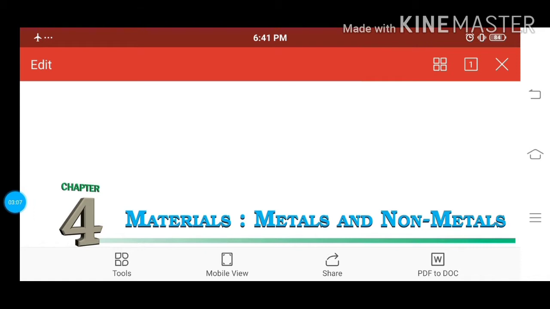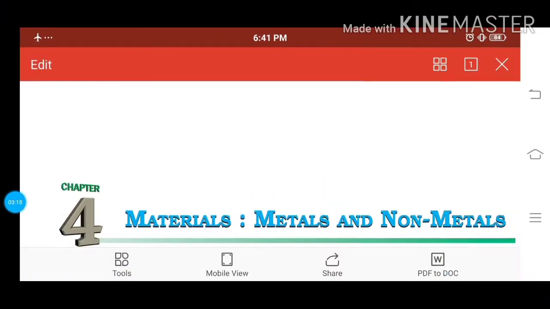Yes, so the name of the chapter is materials, metals and non-metals. As usual, before starting this chapter, I want to ask you one question: what do you mean by matter? I know your answer would be that anything which occupies space and has mass is called matter. We can give a lot of examples, like eraser, bucket, shirt, spoon, car, train. A lot of things which are present around us are all matter, because they all have some mass, and when we keep these things in some place, they occupy some space. So these all are matter.